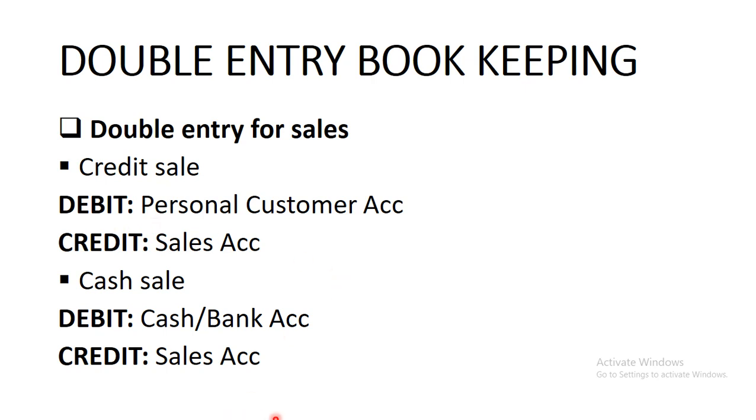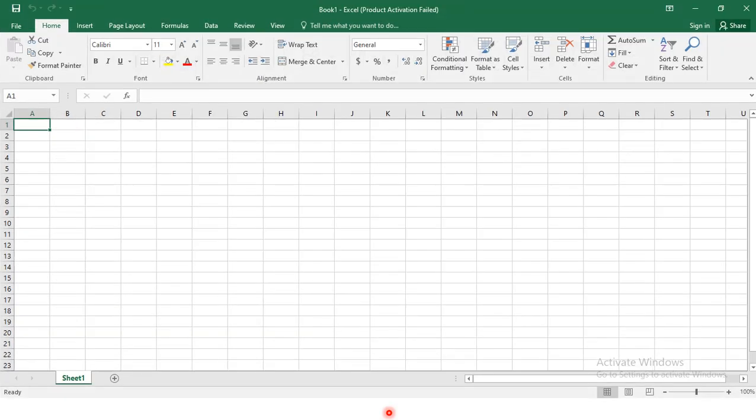Let me try to demonstrate using my Excel here. So let me open up Excel. Let's say we've made a credit sale. Here's the sales account. And then here we're going to have the personal customer account, which is maybe Piri.